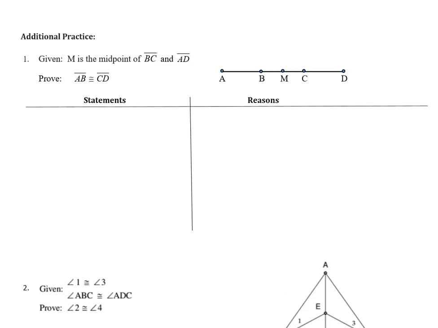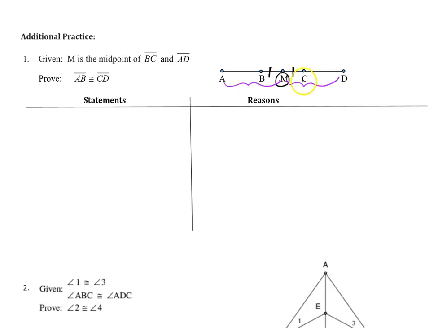All right, so they give me that M is the midpoint of BC and of AD. So let's start with the little part in here. If M is the midpoint of BC, then that must mean that BM is congruent to MC. So I'll have to talk about that. If it's the midpoint of AD, which remember AD is this whole segment, then it must be true that AM is congruent to MD. And that's because a midpoint divides a segment into 2 congruent segments.